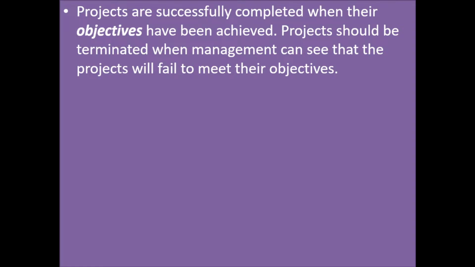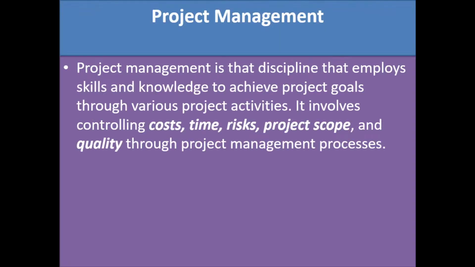That takes us to project management proper. What is project management? Draw it down. Project management is that discipline that employs skills and knowledge to achieve project goals through various project activities. What are those activities? They involve controlling costs, controlling time, controlling risk, controlling project scope, and controlling quality through project management processes. So project management includes the following functions. These are the functions of project management. 4 of them. Let's run through it quickly.